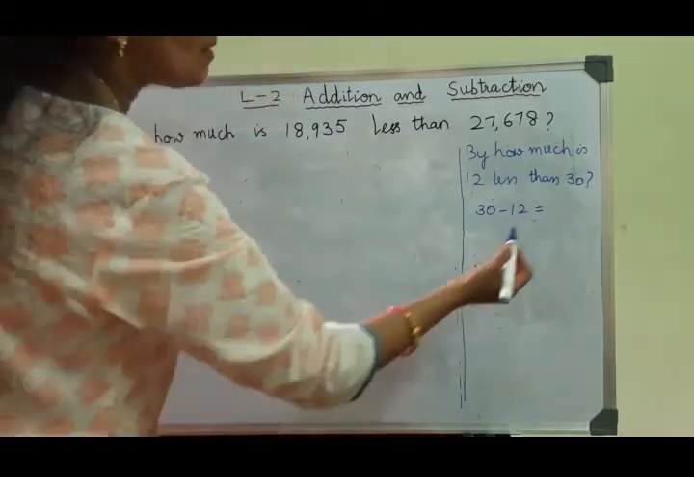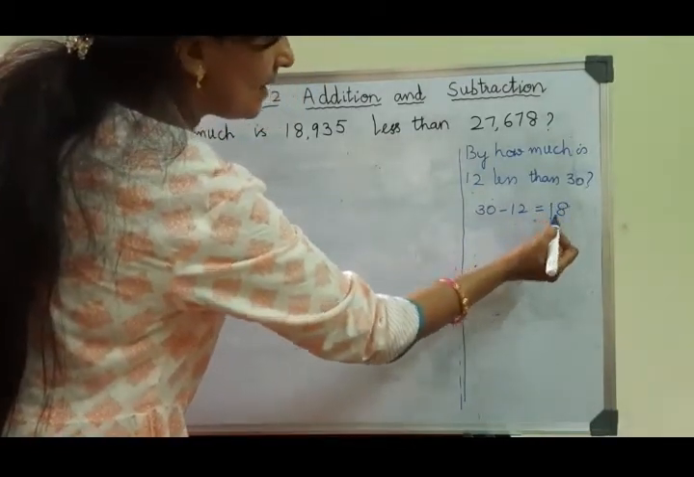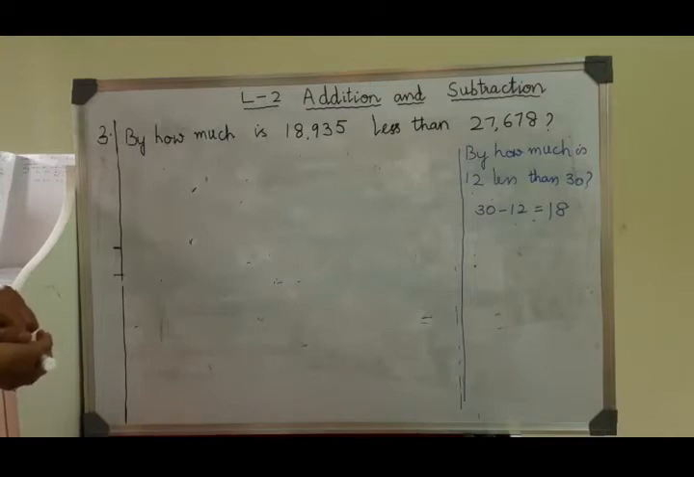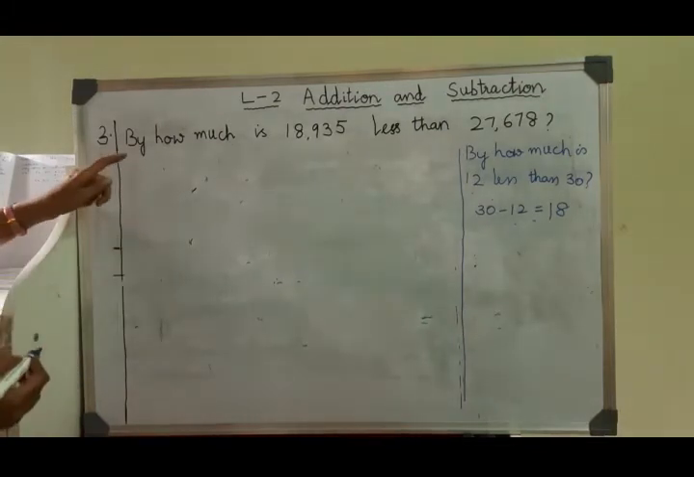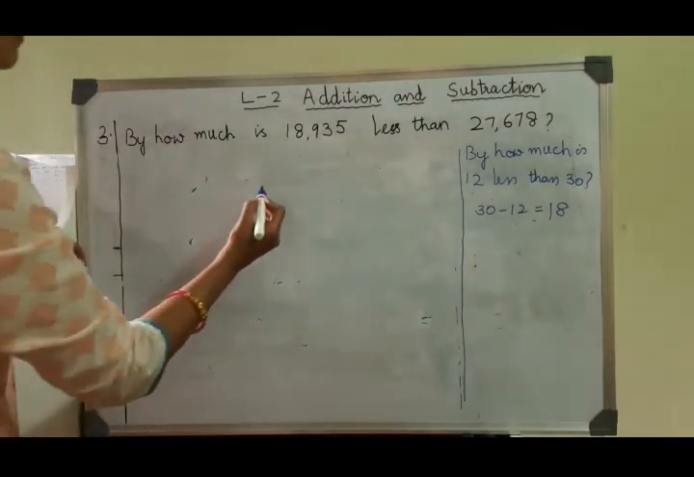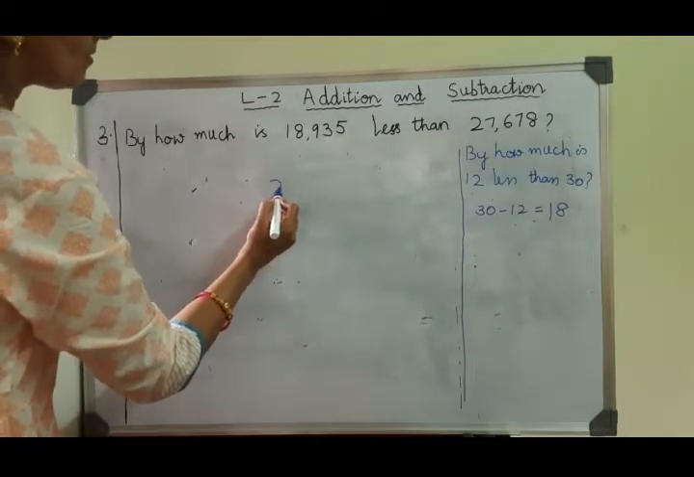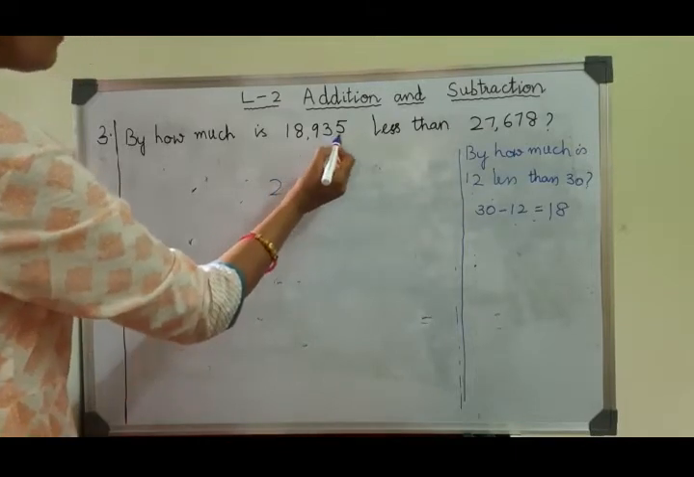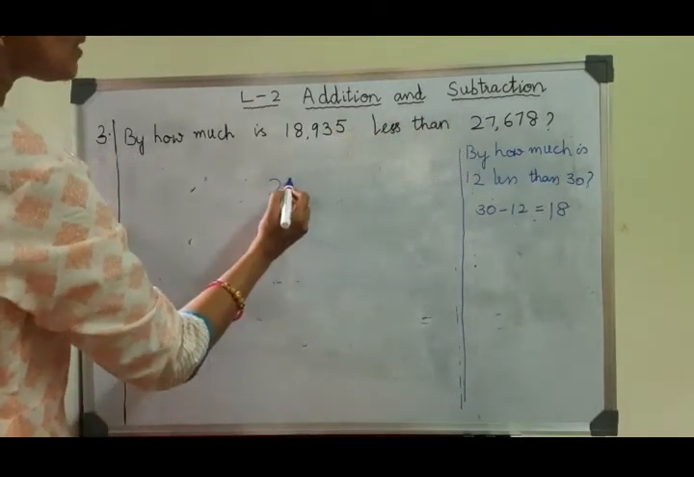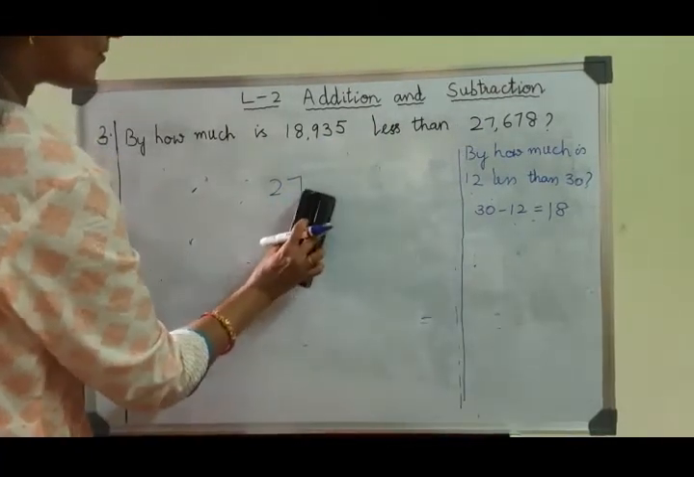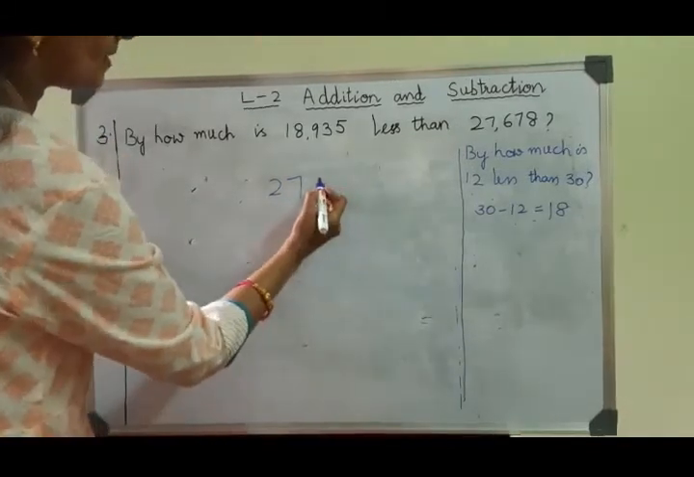We have to get the answer. How much is it? It is 18. Right? So what do we have to write? 12 is less than 30 by 18. We will solve this sum. Now, which number do you have to subtract? Easily you can get it now. We have to subtract 18,935 from 27,678. No need of writing commas while subtracting the numbers.